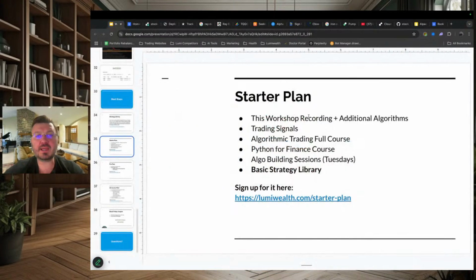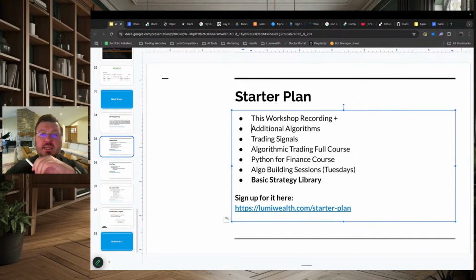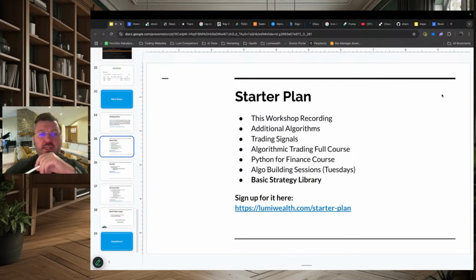Our starter plan, you basically get access to this workshop. You get access to a bunch of additional algorithms that we've talked about. That's probably the biggest thing here. So we actually changed the starter plan to have more things in it recently. You're going to get 5 additional algorithms, right? The ones you get: diversified leverage, our iron condor trading algorithm, and a few others.